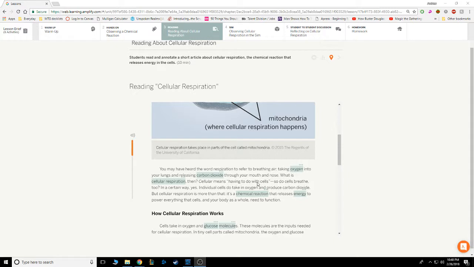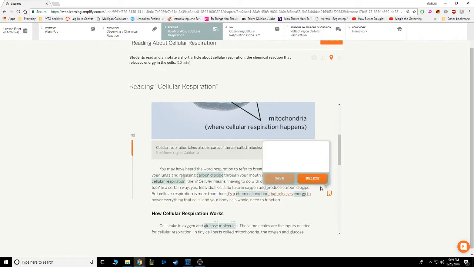So I'm going to carefully read through the article, and once I read through it, I'm going to go ahead and make sure I add things in. So in particular, I'm going to start with this one. Cellular means having to do with cells. So do cells breathe too? In a certain way, yes. Individual cells do take in oxygen and produce carbon dioxide. But it's more than that. It's a chemical reaction that releases energy to power everything that cells and your body as a whole need to function. So I'm going to go ahead and highlight this part.